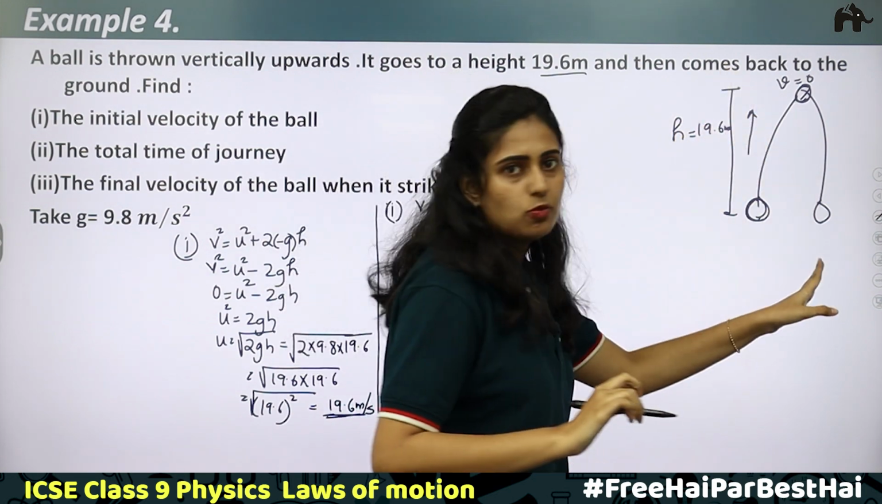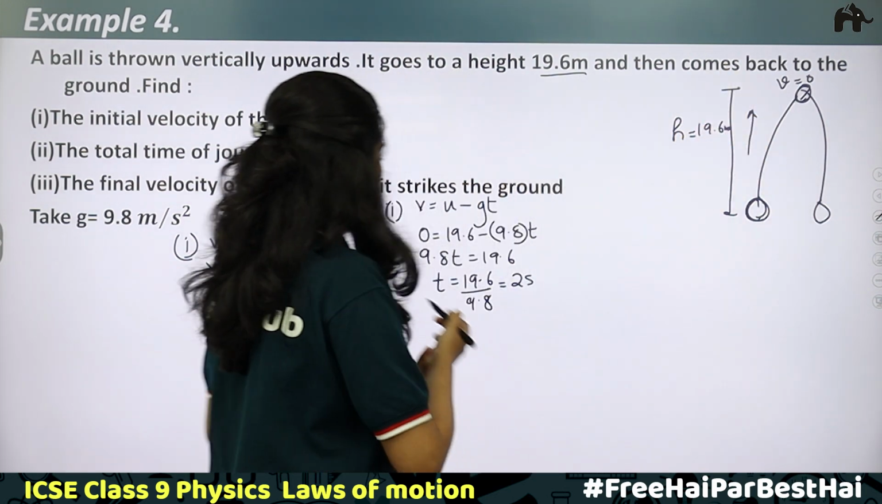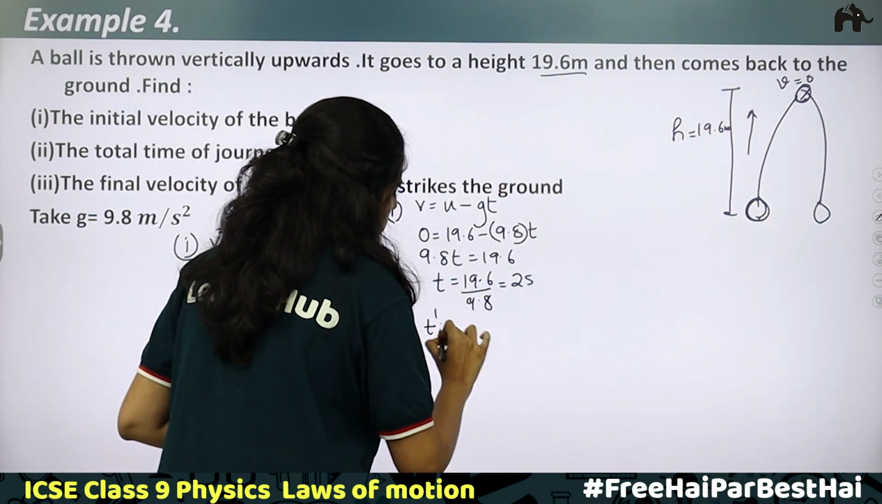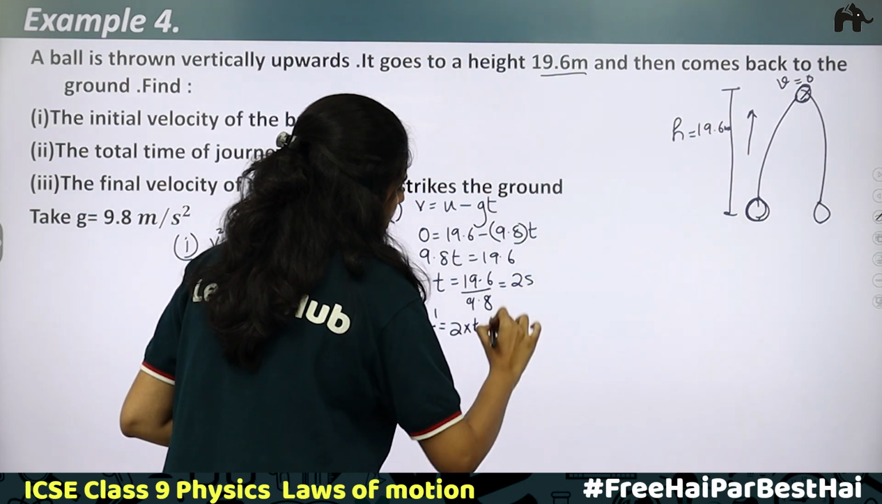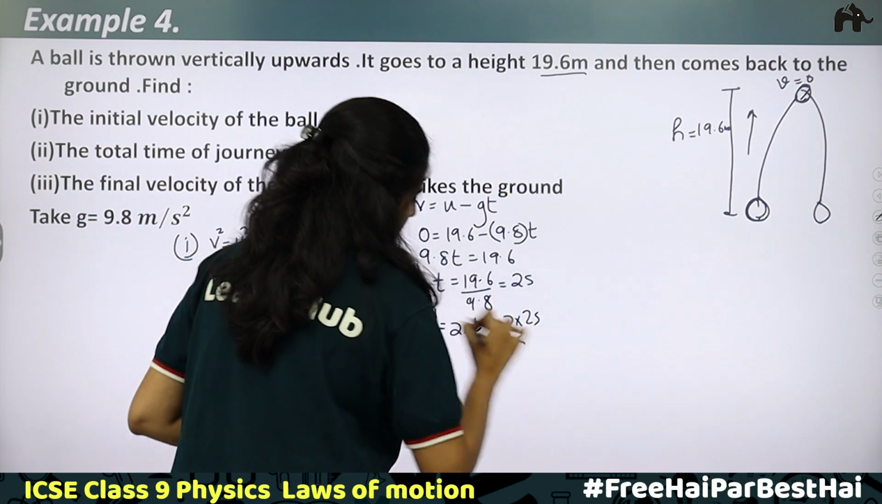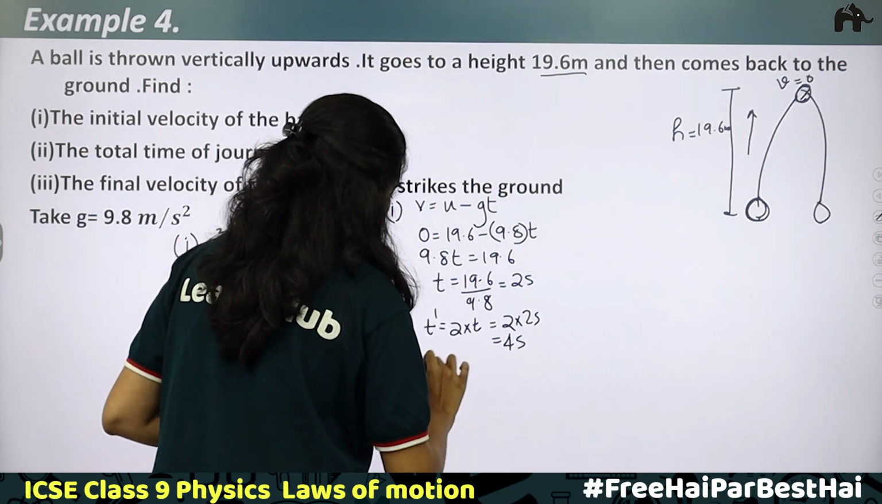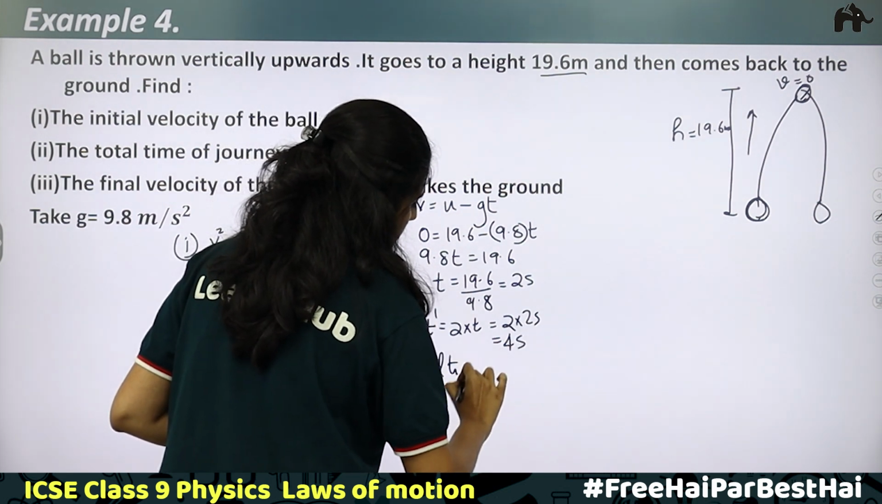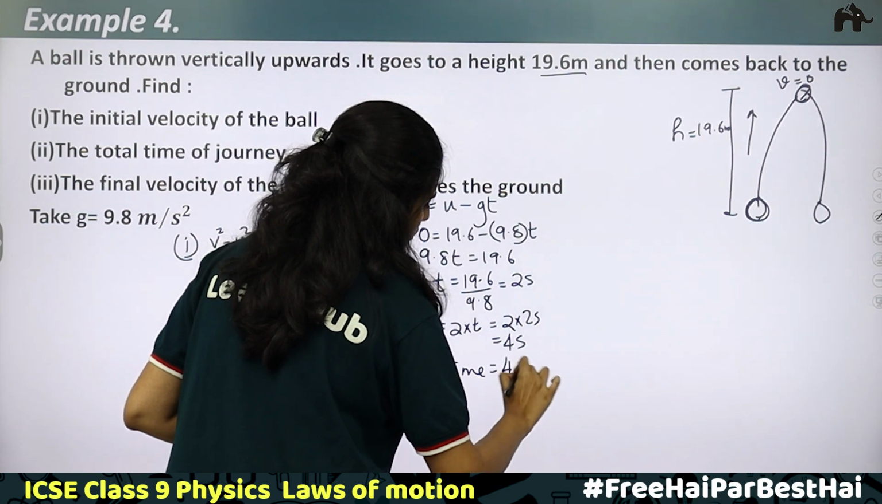Now, what about the downward motion? The same time will be taken. Yes. So, T dash is equal to 2 times T, which is 2 into 2 seconds, equal to 4 seconds. So, the total time is equal to 4 seconds.